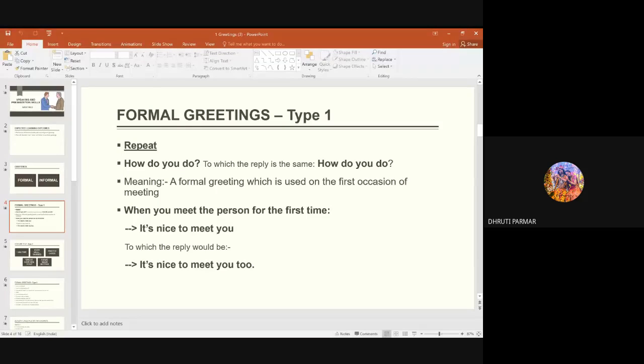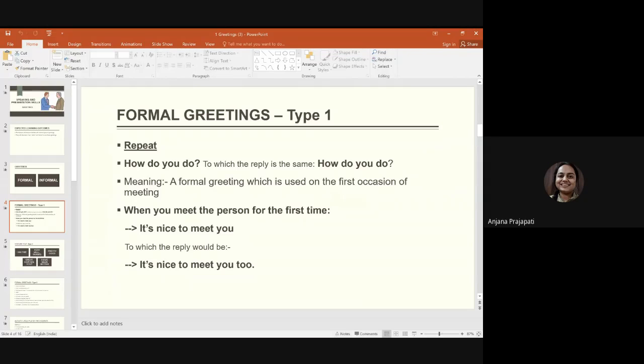"It's nice to meet you." "How do you do?" Yes, exactly. What is your name? Vivek. Vivek, thank you for bringing this up. So the reply to the greeting "How do you do?" is "How do you do?" This is one such greeting in the English language which has the same reply.